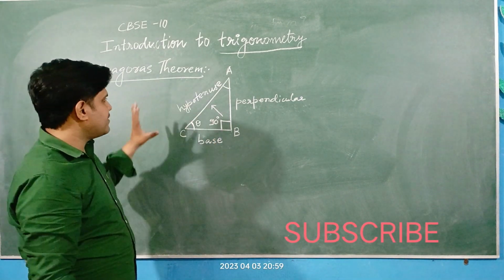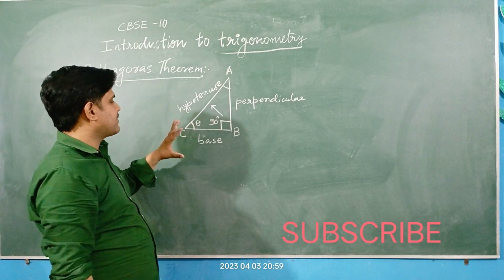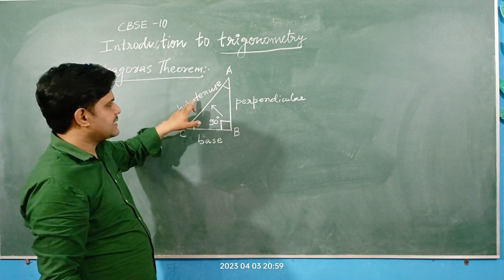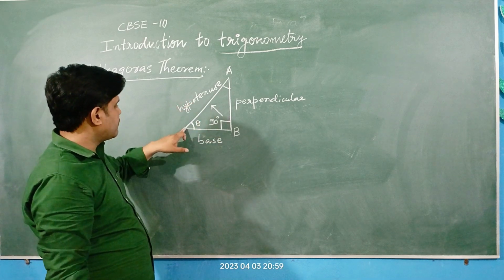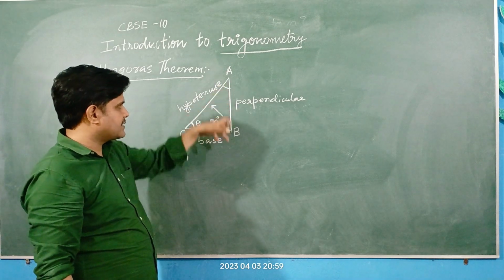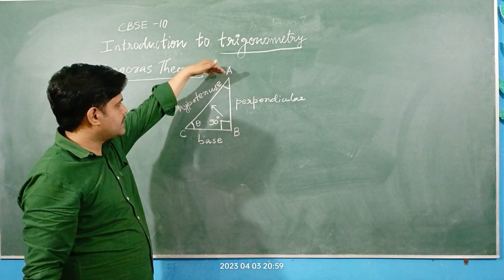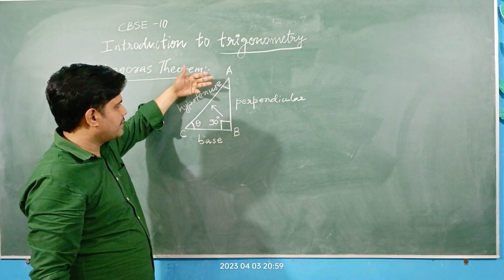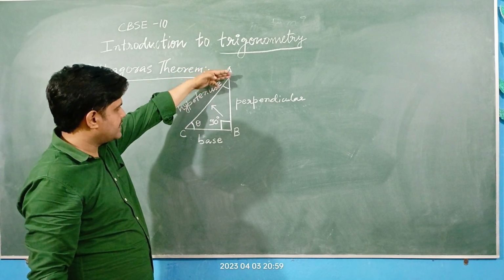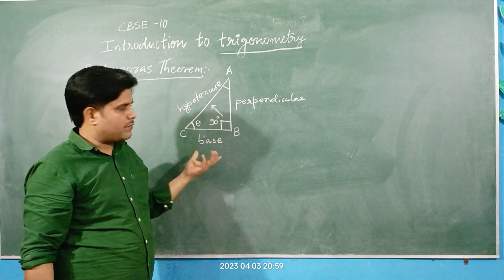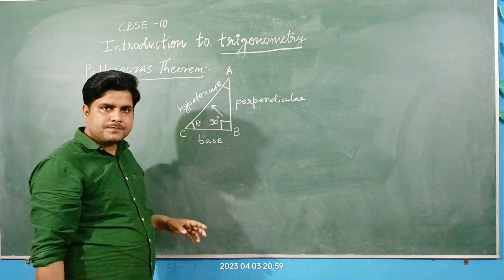So this is the general understanding about a right angle triangle: in a right angle triangle, the side opposite to 90 degrees is the hypotenuse. The side opposite to the point of observation, we will consider as perpendicular. And if the point of observation is A, then this will become perpendicular, obviously. But here we have considered this. So the remaining one is the base, on which the triangle is standing.